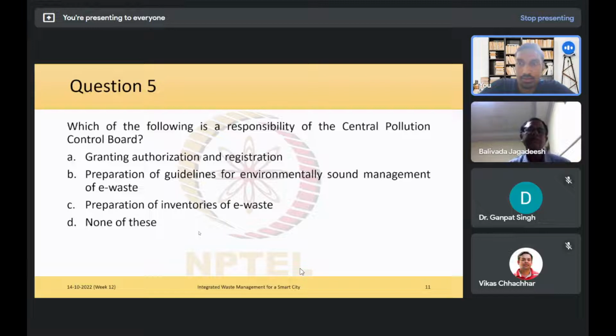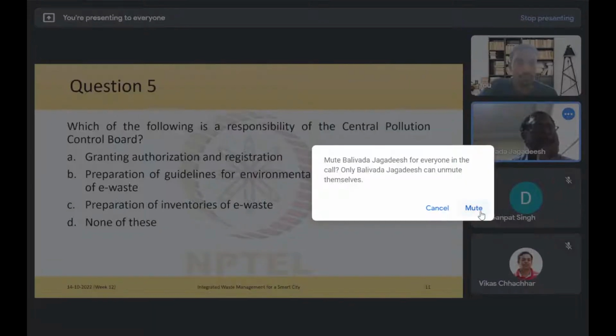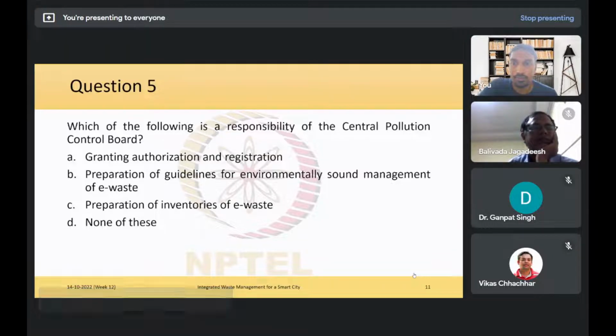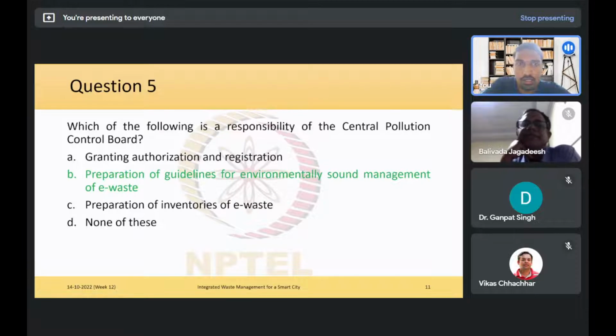Okay, any other answers? Okay, we have another answer as option B. Okay, so we'll take a look at the right answer. So it is option B, preparation of guidelines for environmentally sound management of e-waste. So that is indeed the responsibility of the Central Pollution Control Board.